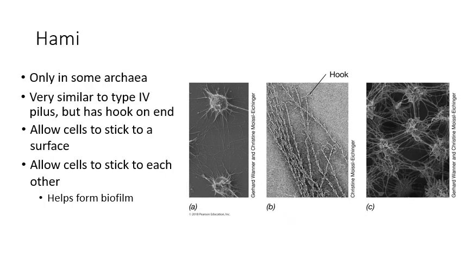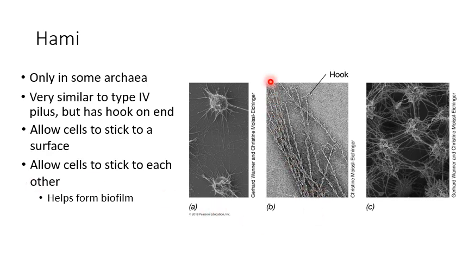Next, hami, which are in Archaea, not in bacteria. And they're similar to the fimbriae / the pilus, specifically the type 4 pilus. They're used for sticking to stuff and to other cells and for moving. And the special thing about the hami that makes them distinct is that they have a hook.